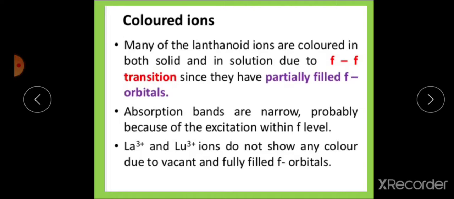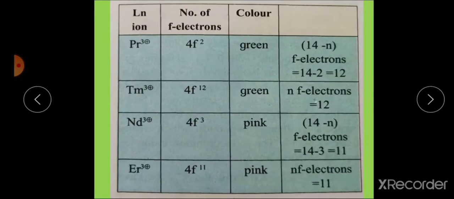The color of trivalent ions, M3+ cations, depends on the number of unpaired electrons in f orbitals. Here in this table, some of the trivalent cations of lanthanides are given. Here the lanthanide ions having an equal number of unpaired electrons have similar colors.